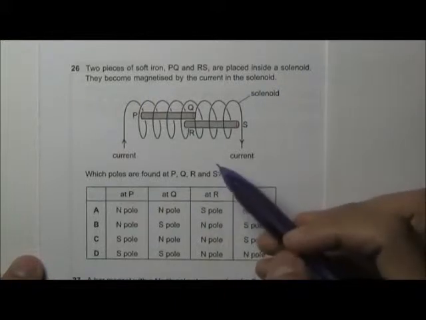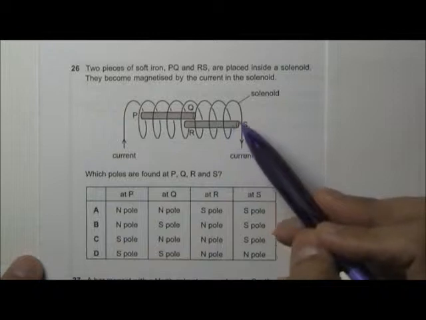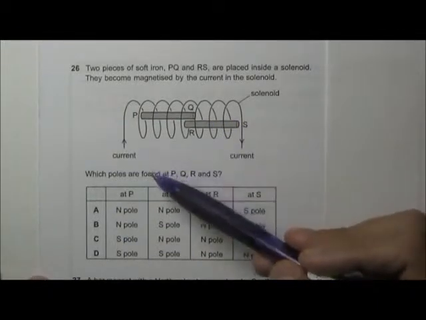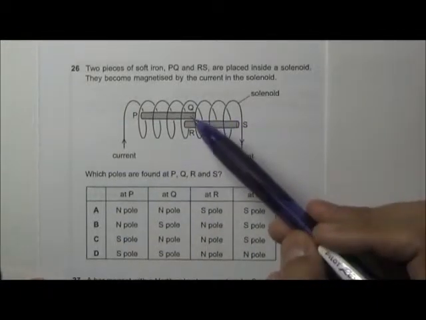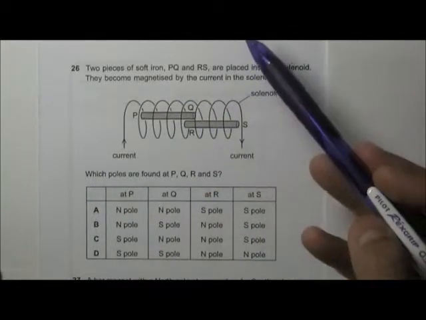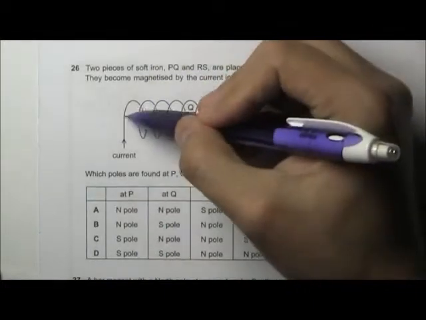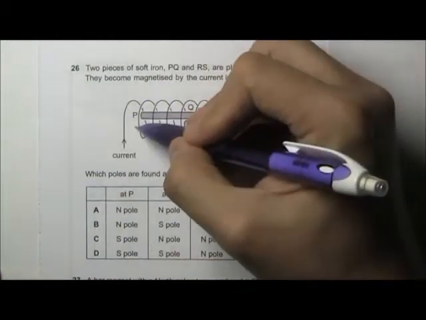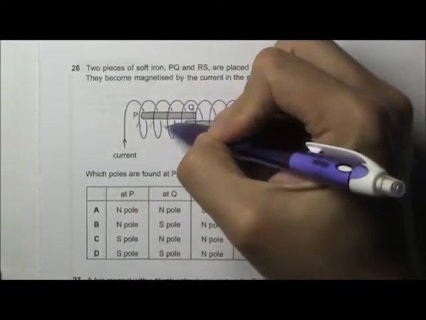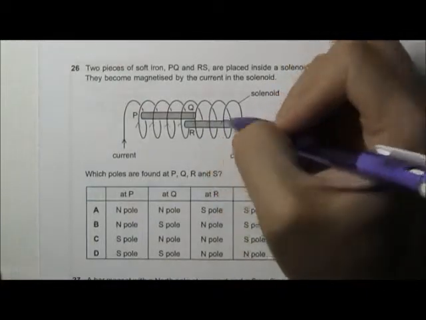Okay, in this question we have two soft iron bars that are being inserted into a solenoid. So when we run a current through the solenoid, the two soft iron bars will be magnetized. To find where the north pole and the south pole are, we can use the right hand grip rule. The current goes up, then goes down from the back, then comes out from the front again. So the current is going upwards at the front of the solenoid.